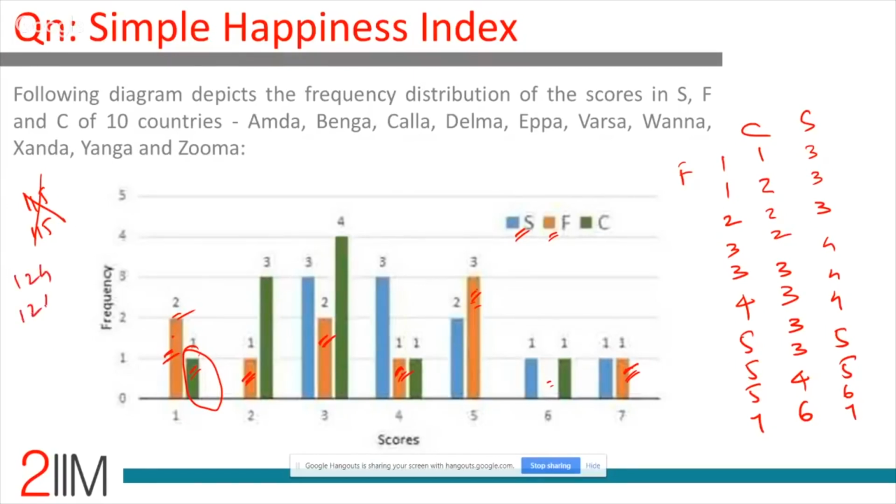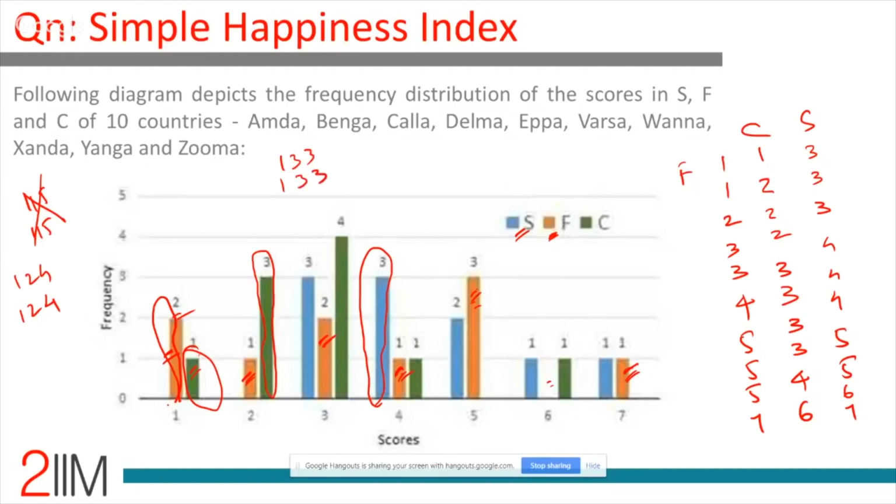124, 124. Is that possible? They could have both got 1 in this box, which is freedom. They could have both got 2 in this box, which is corruption perception. They would have both got 4 in this box, which is social security. So 124, 124 is possible. Brilliant. Right? Let's look at 133, 133.